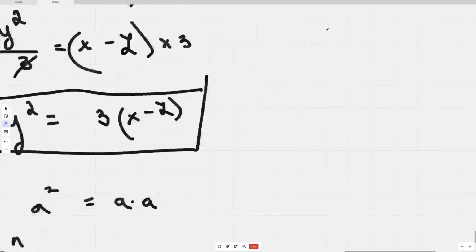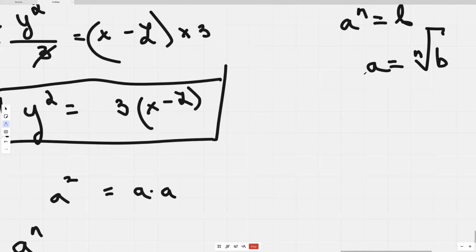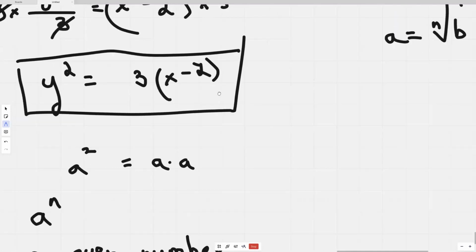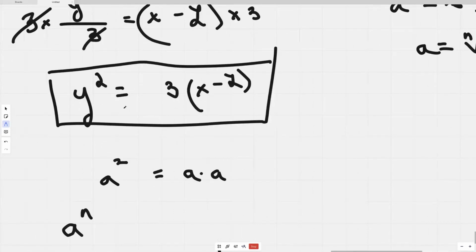We know the nth root of a to the power n... we are giving the square root to both sides, because we are applying the root with the same power to both sides. Here we have to do the same thing. We will give a square root to both sides.